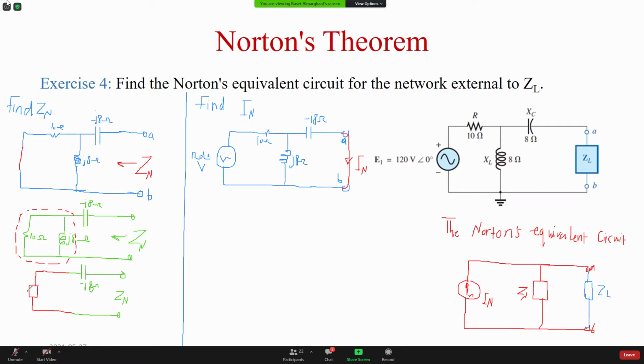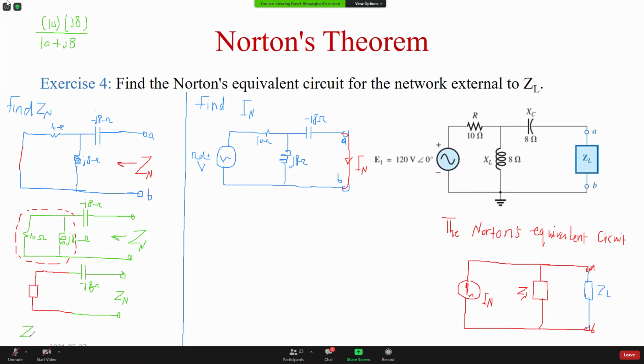Now to find this, I have to do these two in parallel, which is I'm gonna multiply them, divide by the sum. Can anyone put this in the calculator and give me the answer? And by the way, once you find that, you can just add this one to it.